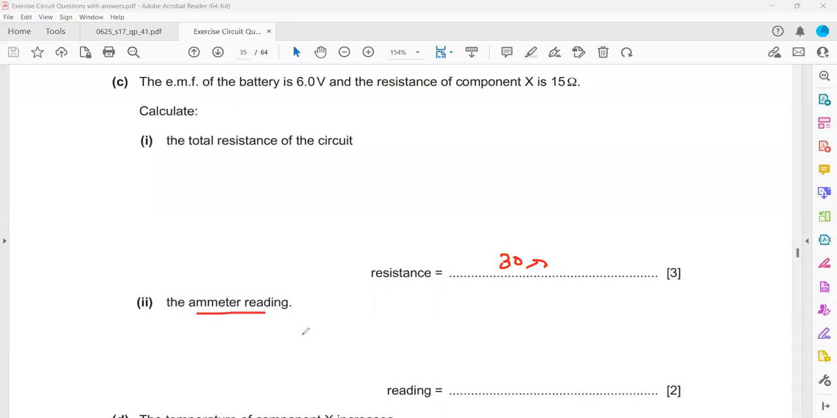Then the ammeter reading. So we will have the formula V equals IR. The total voltage is 6. Total current we don't know, and total resistance of the circuit is 30. So it will be 6 divided by 30. That will give us the total reading on the ammeter, that is 0.2 ampere. So 0.2 ampere is the total current in the circuit.